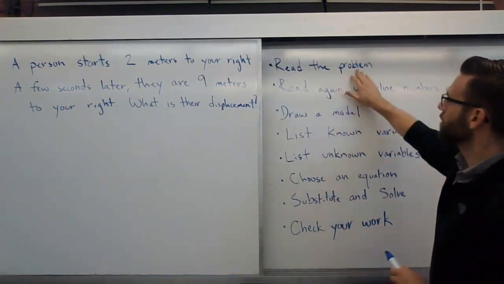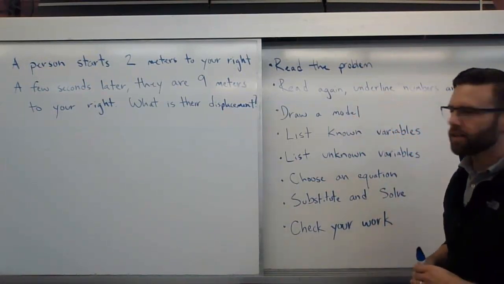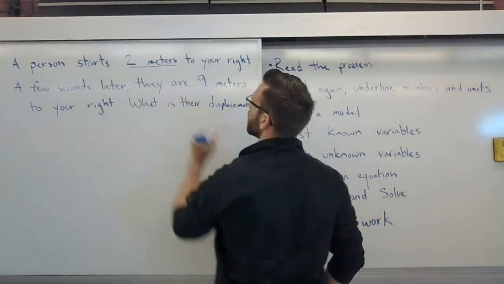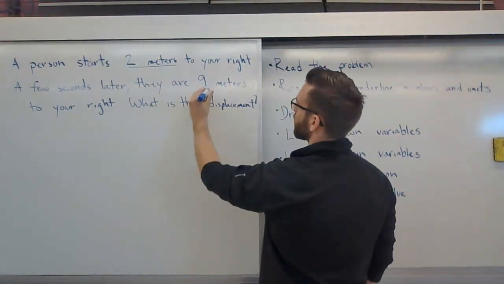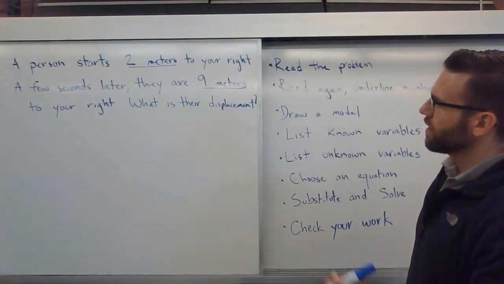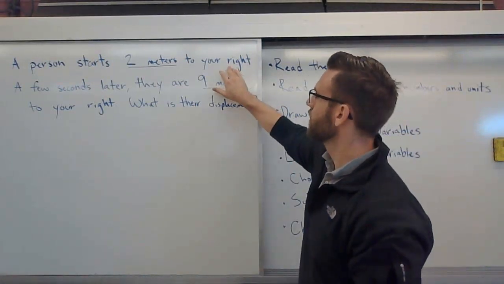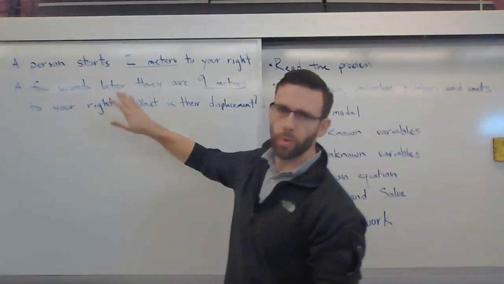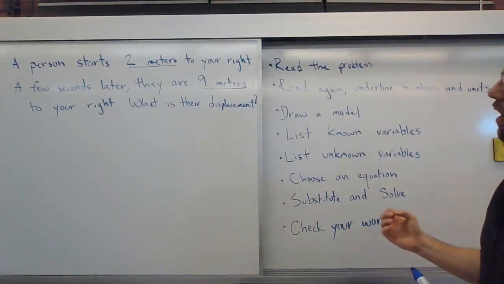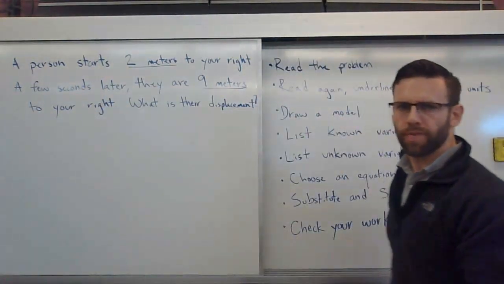Okay, so let's read the problem. Oh, we did that. Read again and underline the numbers and the units. So we have 2 meters, and we have 9 meters. And I think that's all we have. We do have a few important phrases. To your right, to your right. Okay, so we know that we've had some movement maybe in the positive direction. All right, we also have something about how it happened a few seconds later. So we know which one was initial and which one was final.